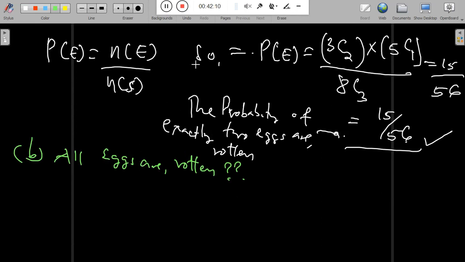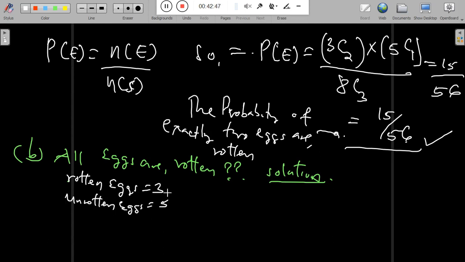Let's come to B. We're required to find the probability of the event that all eggs are rotten. Since we are dealing with the side of rotten eggs, the total number of rotten eggs was 3 and unrotten ones were 5. So the number of events over the total number of sample space, given the rotten eggs, we need to consider the side of rotten eggs that were 3. So the number of events will be equal to 3 combination 3.